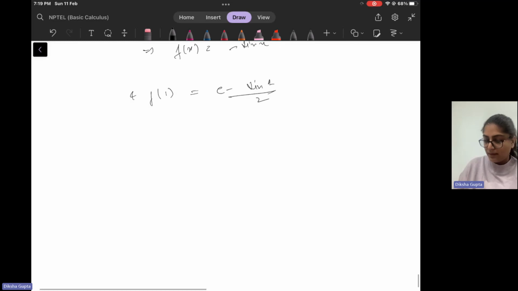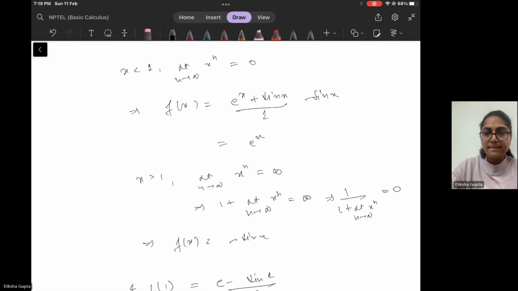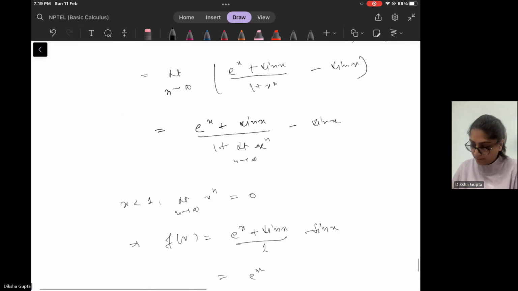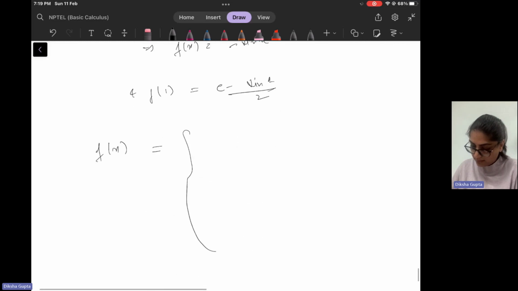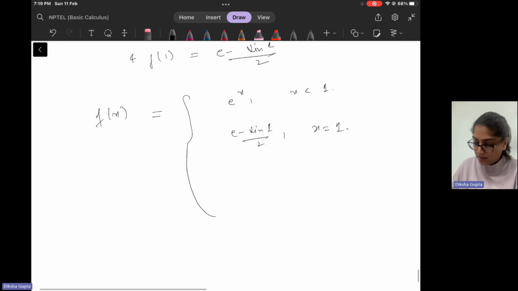So finally we have f(x) just in terms of x. This is, yeah, x less than 1 के लिए e raised to power x, x equal to 1 के लिए e minus sin 1 by 2, और minus sin x for x greater than 1.